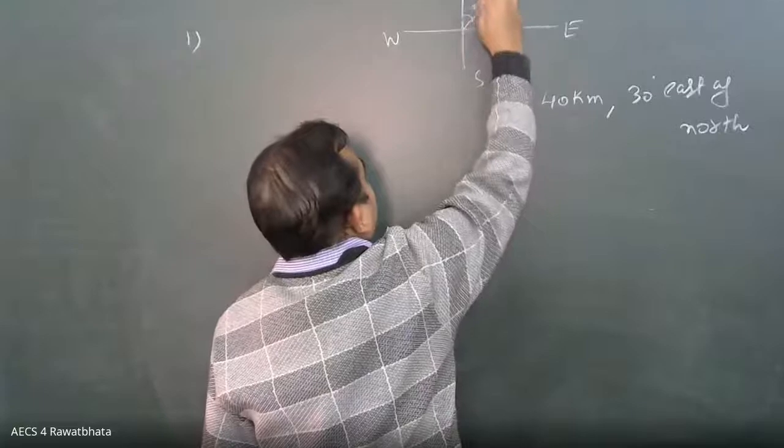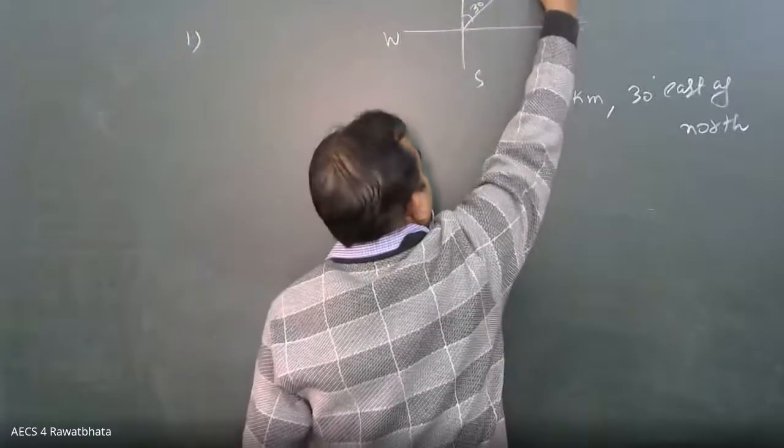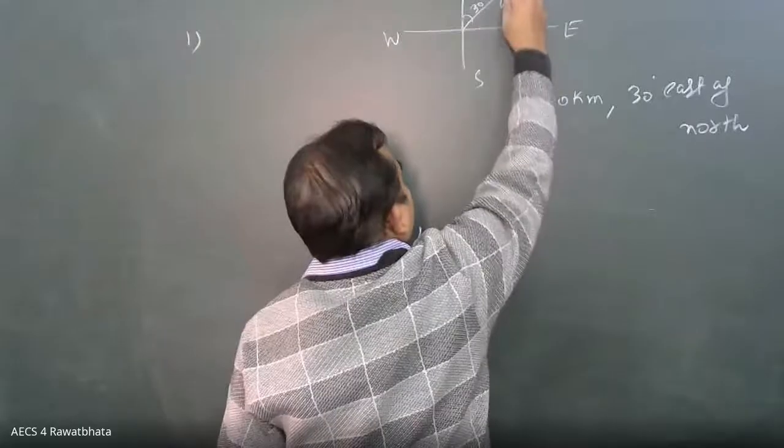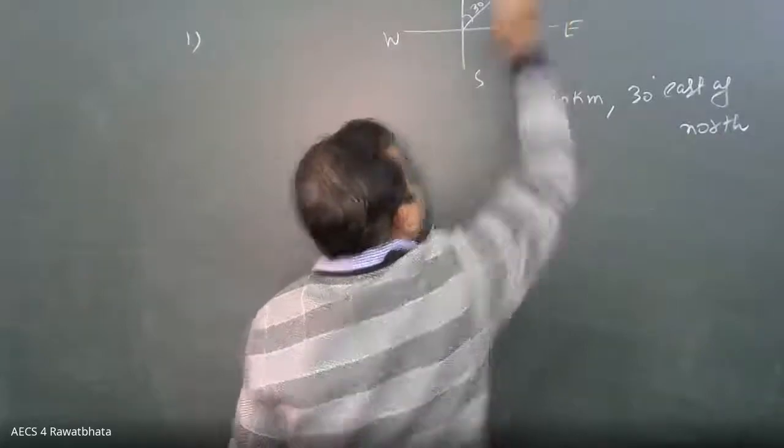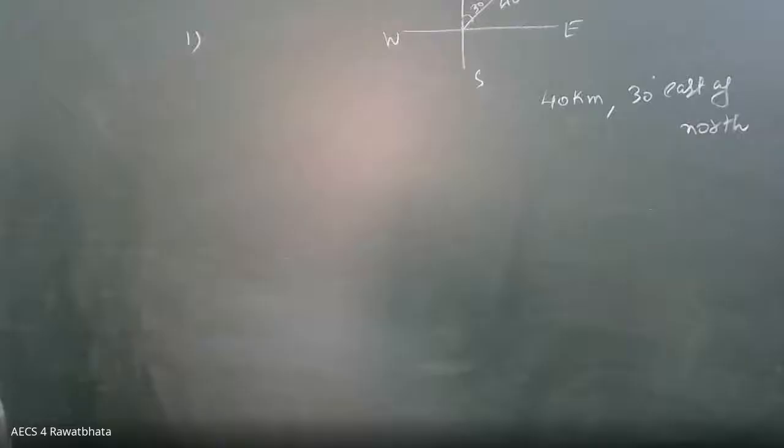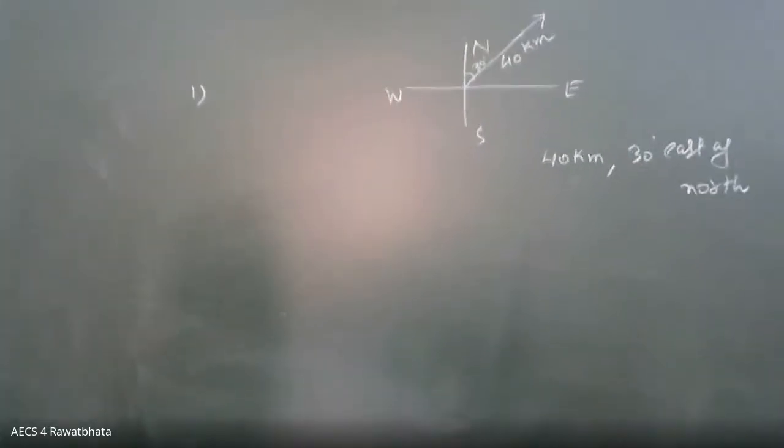This is 30 degree. Sir, the graph is out of the board. Write it, 40 km. Yes, let me make it proper. I hope now it should be visible to you.